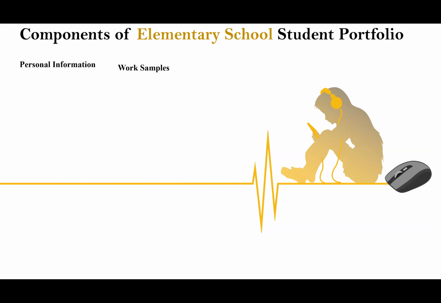In science, there could be projects, lab reports, or experiments that demonstrate understanding of scientific concepts. Social studies can include essays, maps, and reports that reflect the student's understanding of historical events, geography, cultures, and communities. The third component sheds the light on creativity and arts.